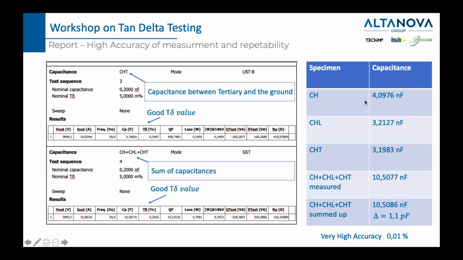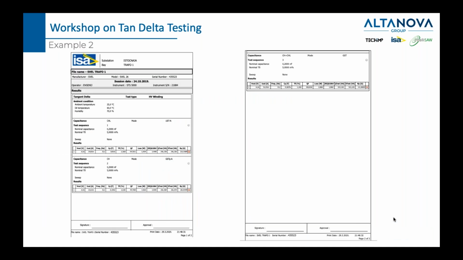I wrote here the CH value, the CHL value, and the CHT value, and then I summed it all up, and I got 10.5086. The measured value was 10.5077. There is a very high accuracy of 0.01%. It's a very small difference, 1.1 picofarad. So this is how you would normally do it. The next step would be measuring CL, low voltage to ground, CLT, low voltage to tertiary, and then CT, the tertiary to ground. And then you would have all the values.